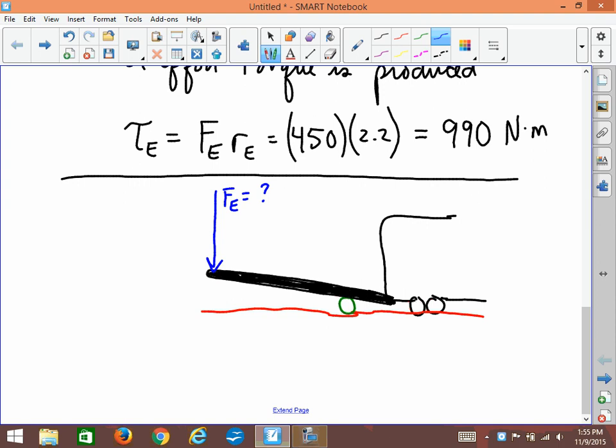All right? The load force, which is the weight of the trailer pushing down like this, the force of the load, is very heavy. It's going to be 1800 newtons. And the distance of the load force, RL, the length of the load arm, we're going to say is 0.45.